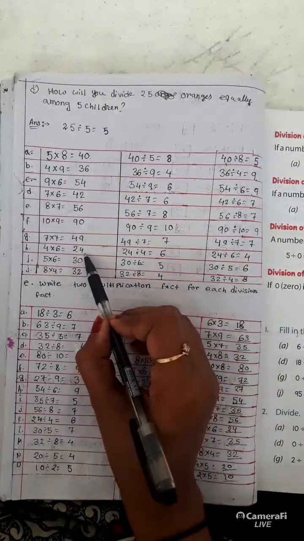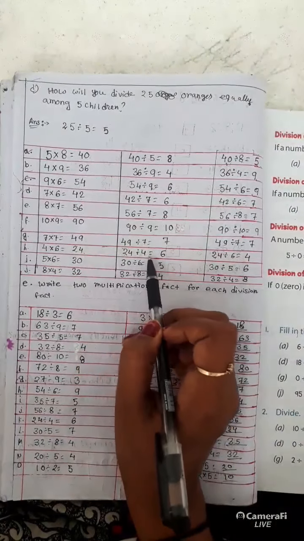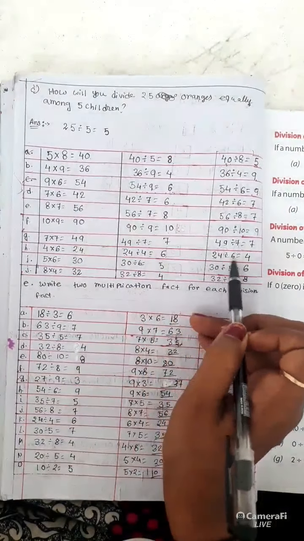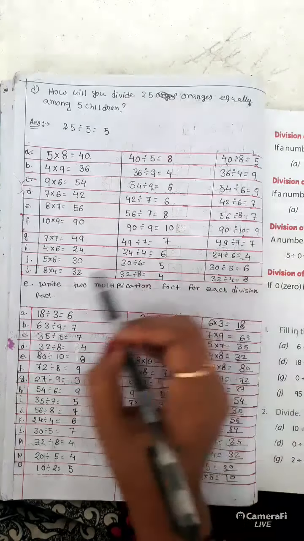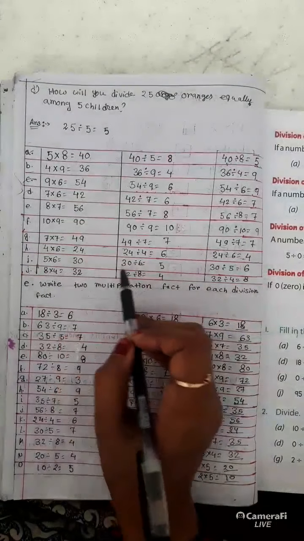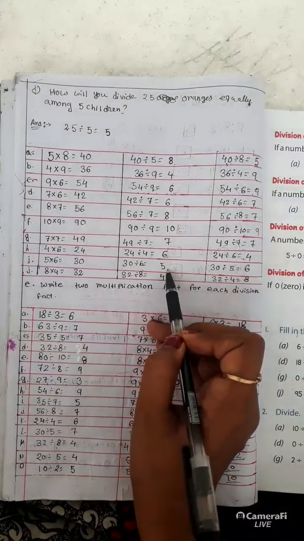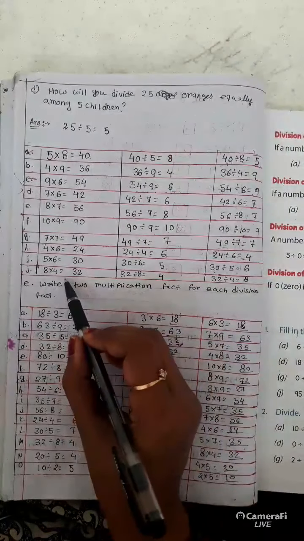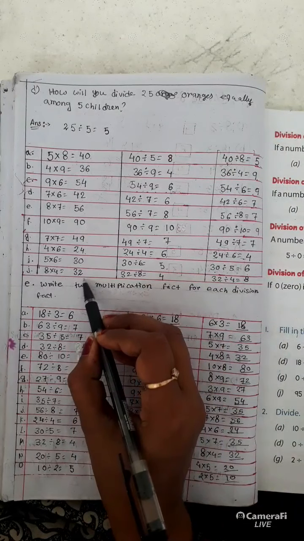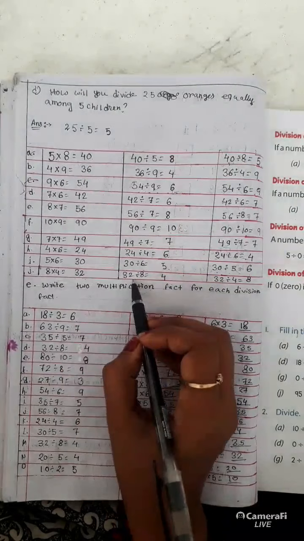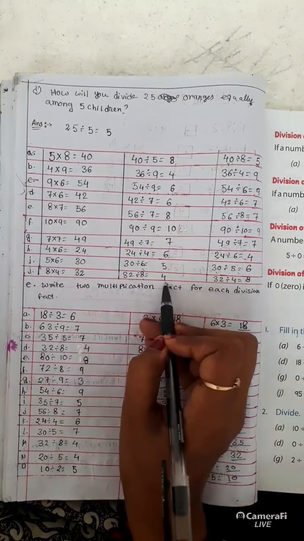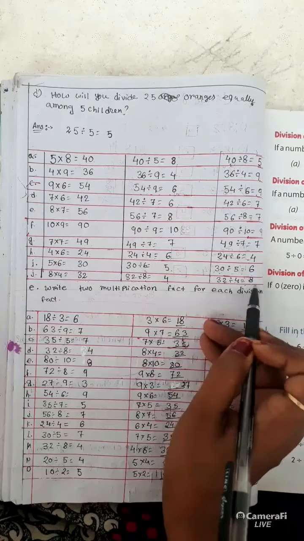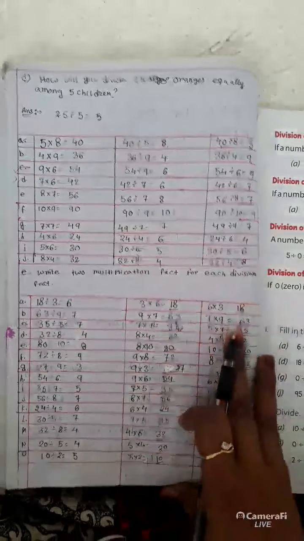4 6s are 24. 24 divided by 4 is 6. 24 divided by 6 is 4. 5 6s are 30. 30 divided by 6 is 5 and 30 divided by 5 is 6. 8 4s are 32. 32 divided by 8 is 4 and 32 divided by 4 is 8.